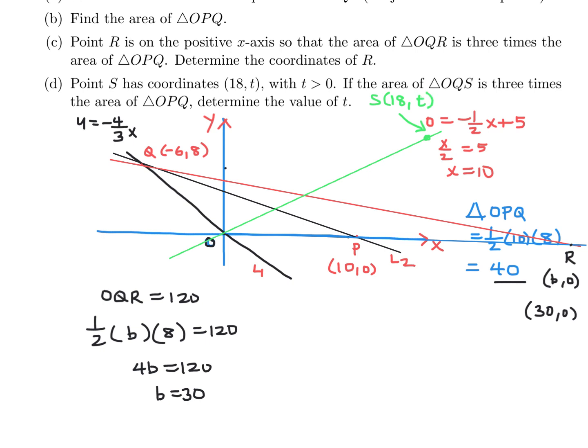And they're saying the area of OQS. Okay, so I got to connect these dots here. OQ, Q to S, I got to connect that. So that triangle, I understand. And let me just make another green line. So that triangle OQS is 3 times the area of OPQ. All right.